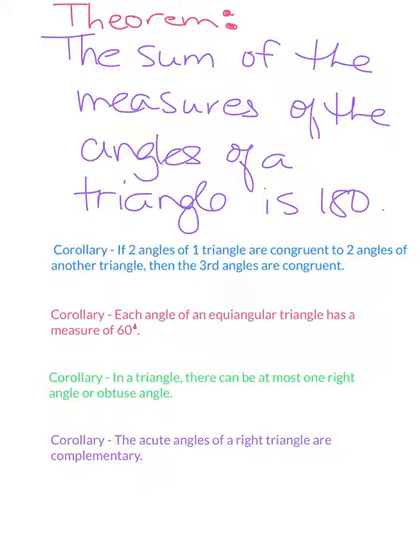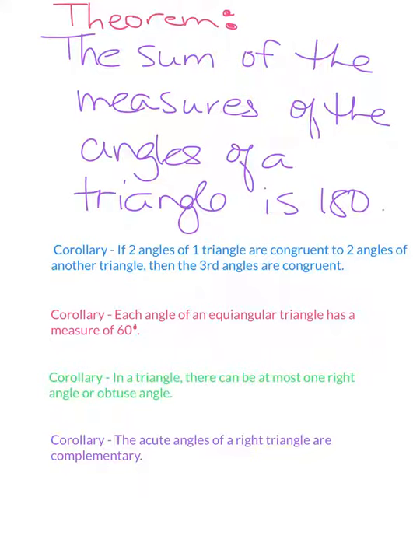The second corollary in pink says each angle of an equiangular triangle has a measure of 60 degrees. Now again, because the sum of the measures of the angles of a triangle is 180, and if we know we have an equiangular triangle, meaning all three angles are equal, if we take 180 and divide it by 3, we know each of those measures of the angles have to be 60 degrees.